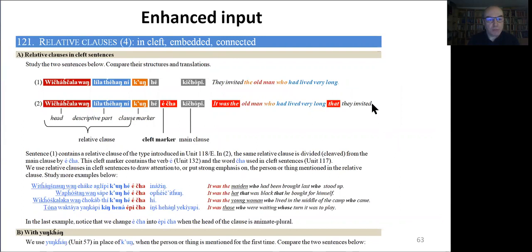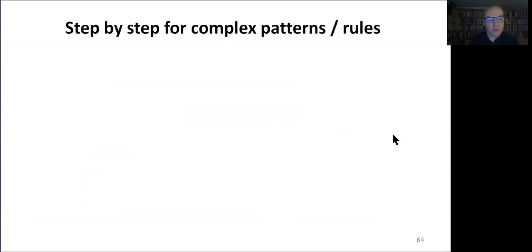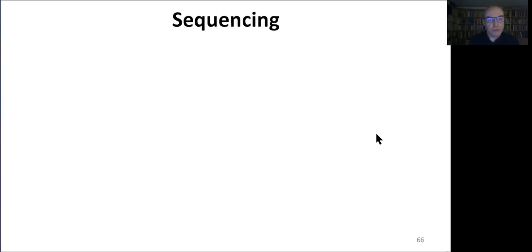I am running out of time, so I'll have to skip the discussion of some of these much more syntactically complex structures, such as relative clauses occurring in clefts and so on. Also, a strategy of step-by-step for complex patterns and rules. But I do want to mention something about sequencing.